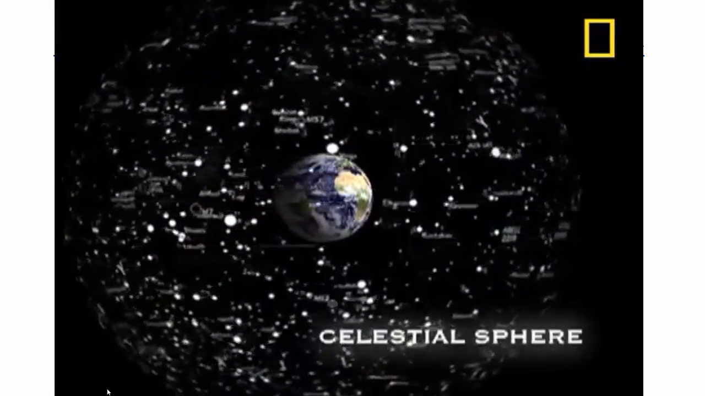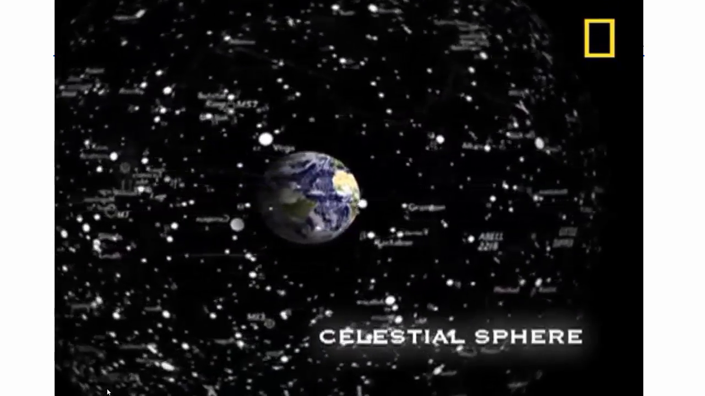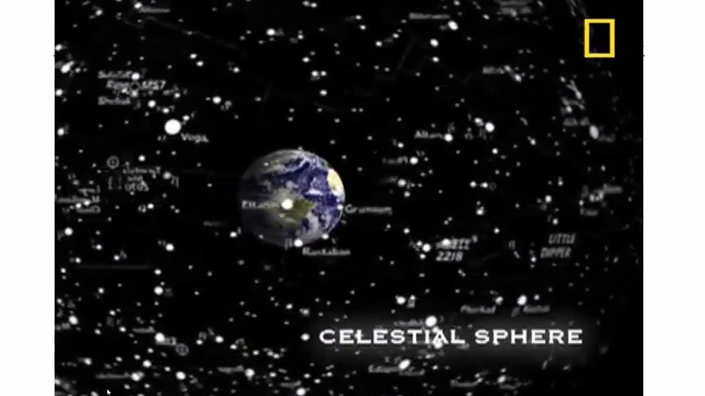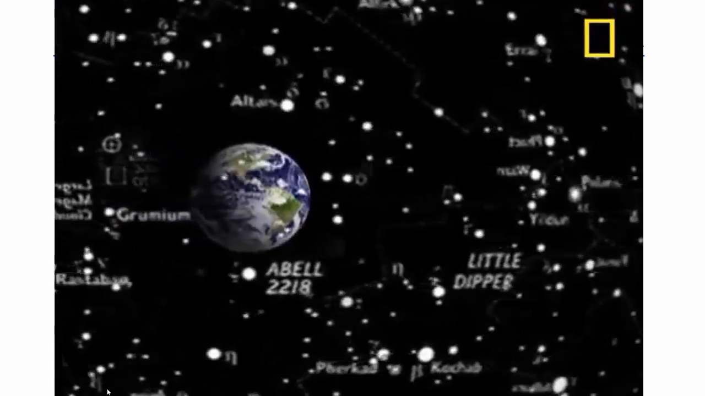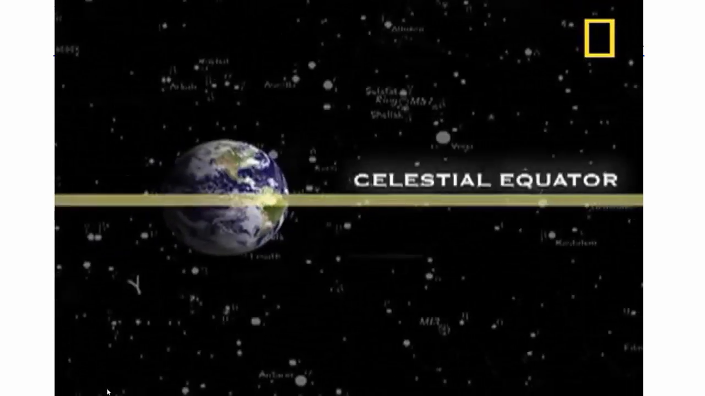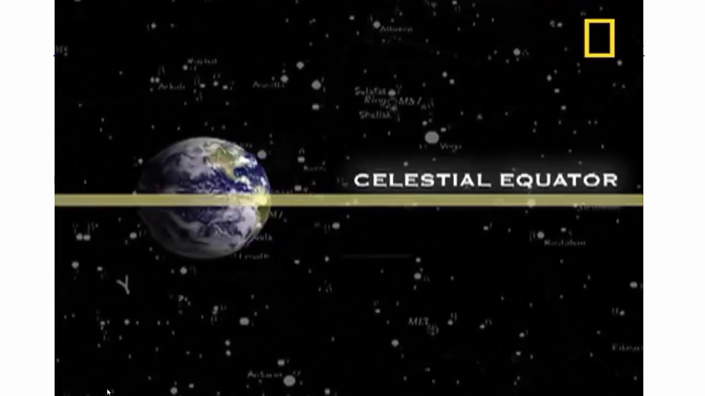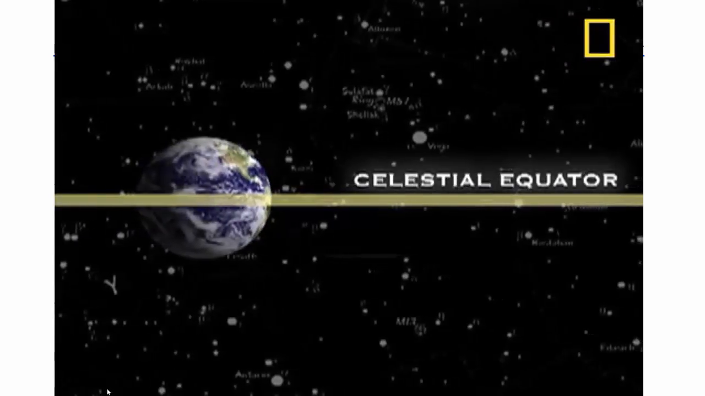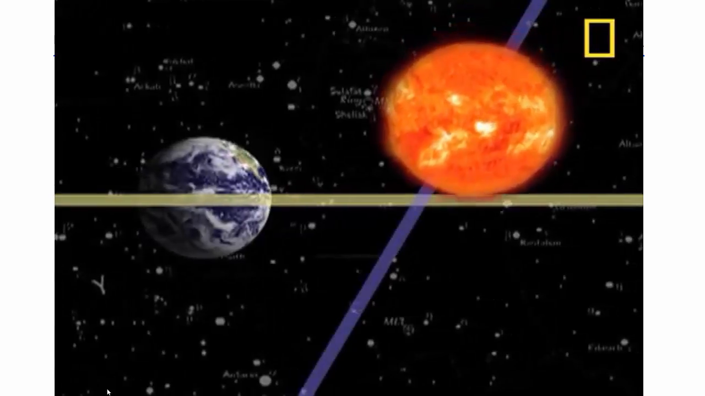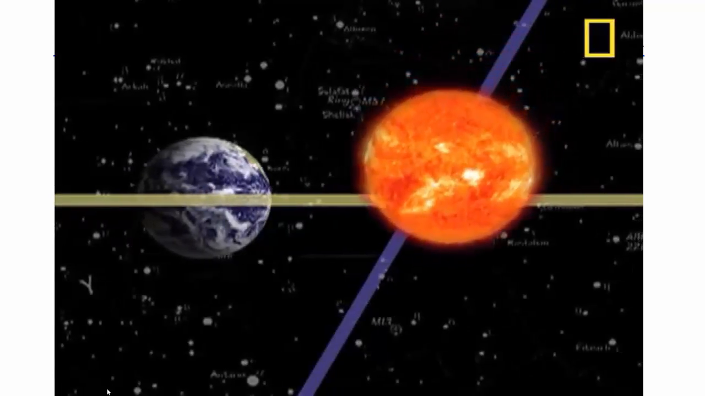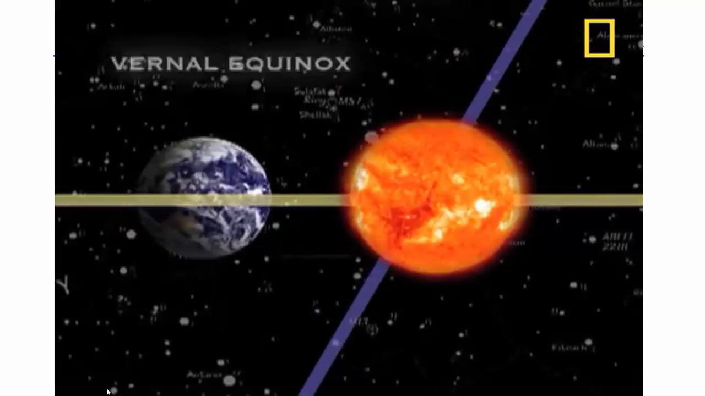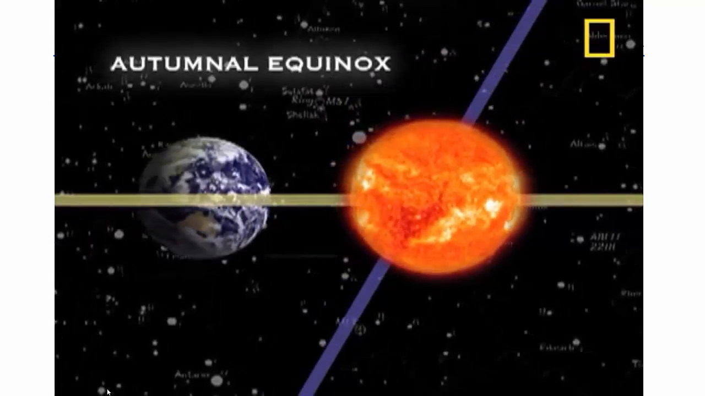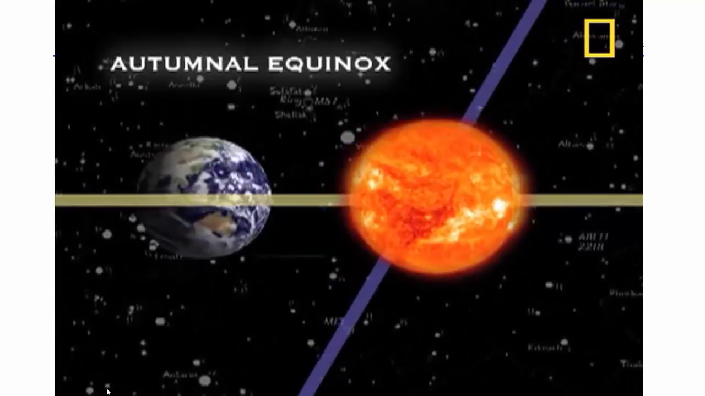Astronomers like to describe the equinox within the conceptual celestial sphere. Here, the heavens are projected around the Earth like an enormous planetarium. The model is bisected by the celestial equator, a projection of Earth's own equator. The equinox occurs at the point at which the sun's path, or ecliptic, crosses the celestial equator. In spring it is known as the vernal equinox, and in fall, the autumnal equinox.